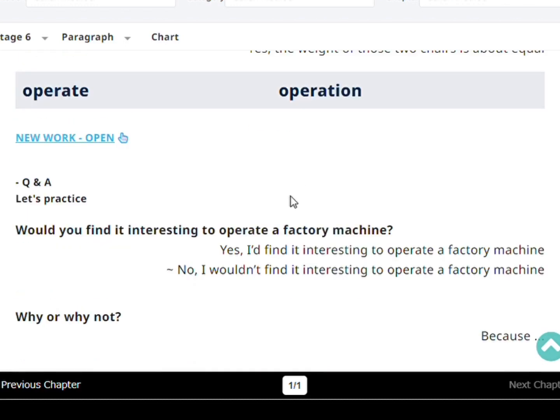Would you find it interesting to operate a factory machine? Yes or no?